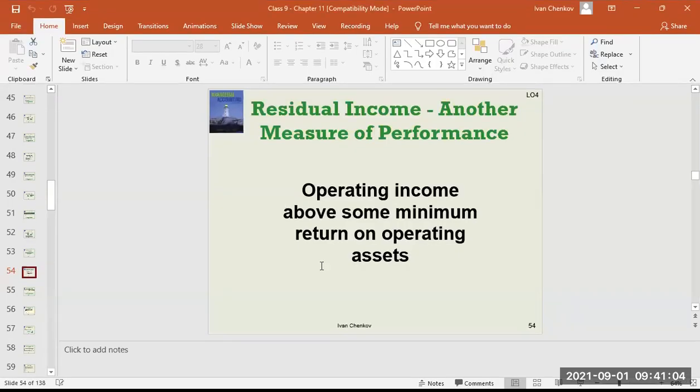So residual income, that's another measure of performance. What's the residual income? That will be operating income above the minimum return of the operating assets. For example, let's go back to the investment of $1,000.